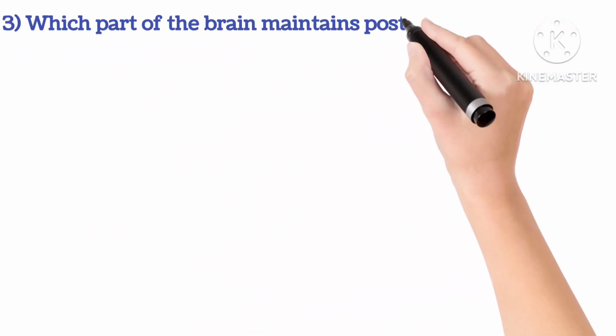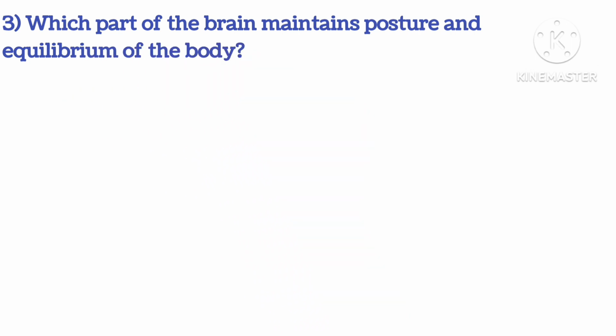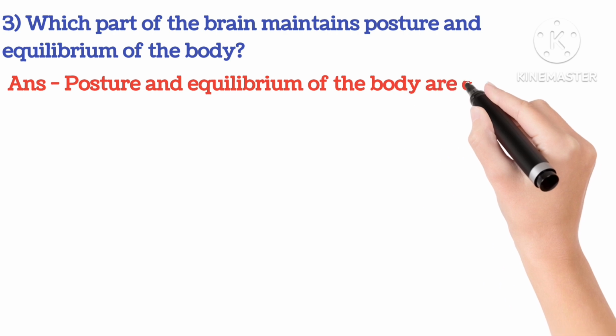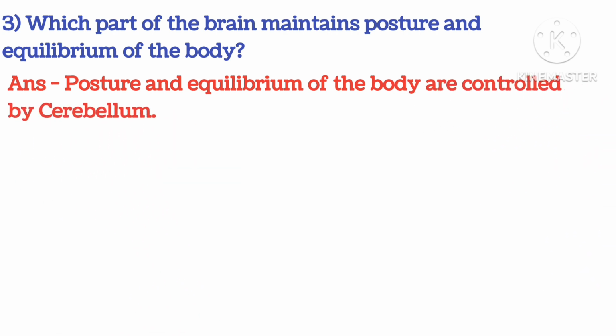Third, which part of the brain maintains posture and equilibrium of the body? Posture and equilibrium of the body are controlled by cerebellum.